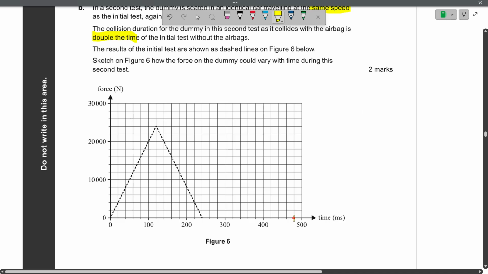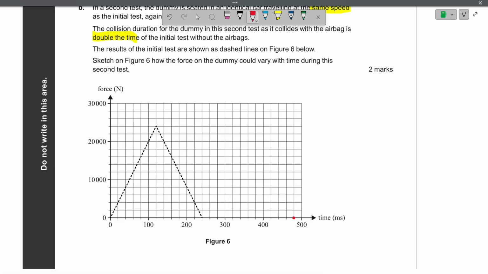Now, if we're doubling the time, we need to somehow ensure that the area of this new graph that I'm producing is the same as the area of the initial graph that was there. And the only way that can be done is if we halve the height. Because if we look at the area of a triangle, half times base times height, if you double the base, which is what we're doing, half times 2b, then in order to have the same area, we need to halve the height.